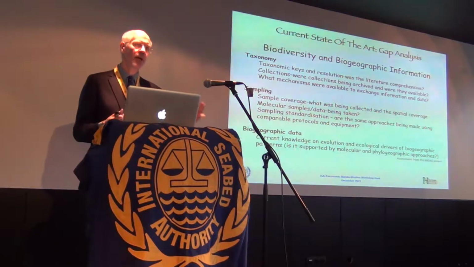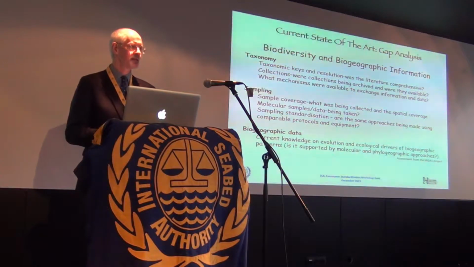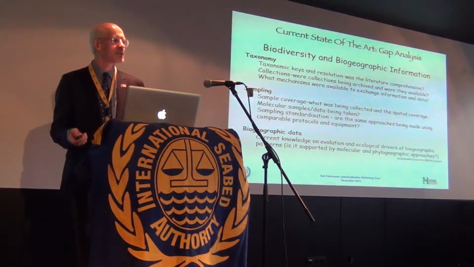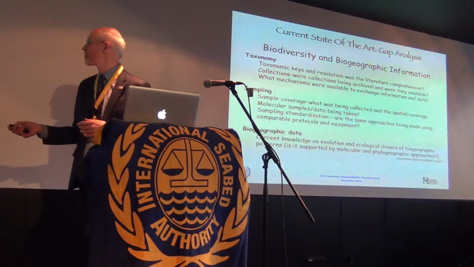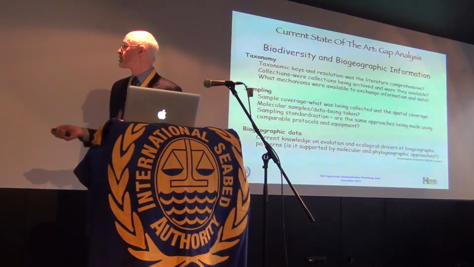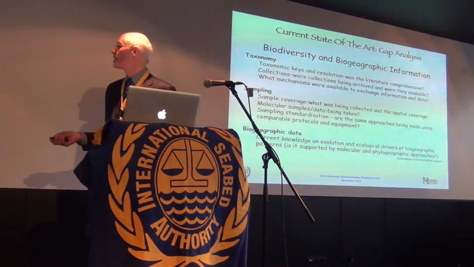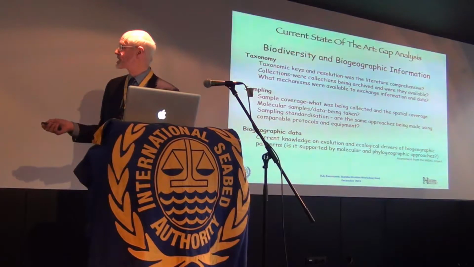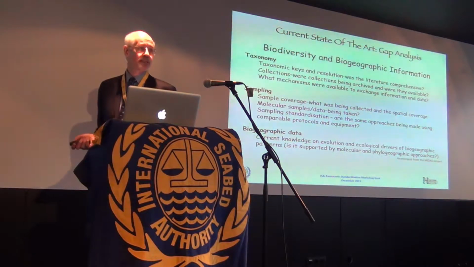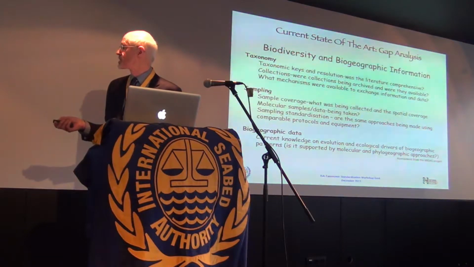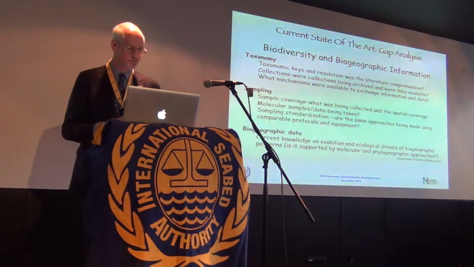It's one way you compare what you have with what other people have collected to see if you have the same species. These are important resources for assessing biodiversity. What mechanisms were available to exchange information and data between different groups of people doing work? We had a look at sampling. What was the sampling coverage like? Were molecular samples being taken? Was the sampling standardized? So were one group doing the same thing as another group?